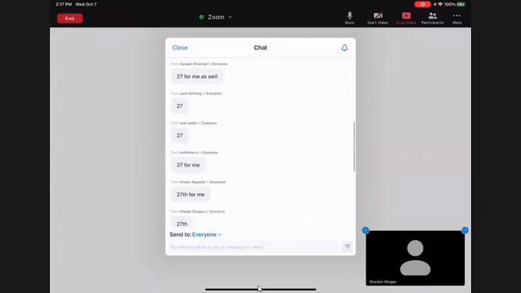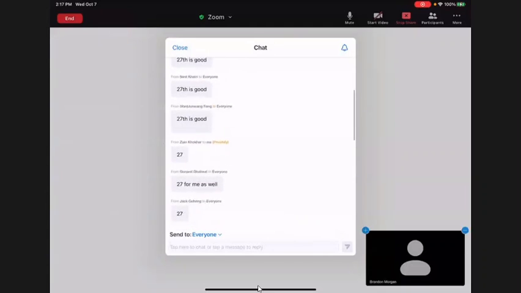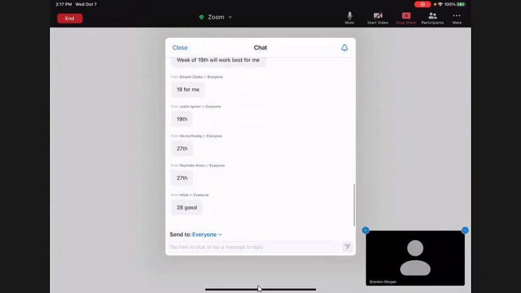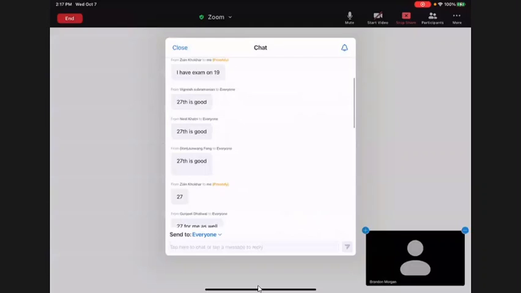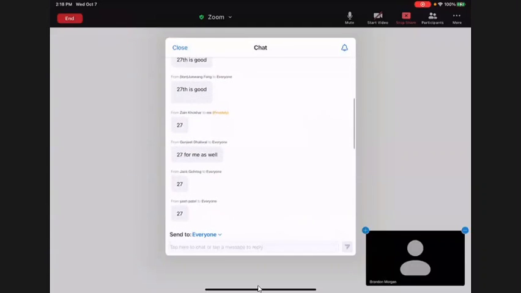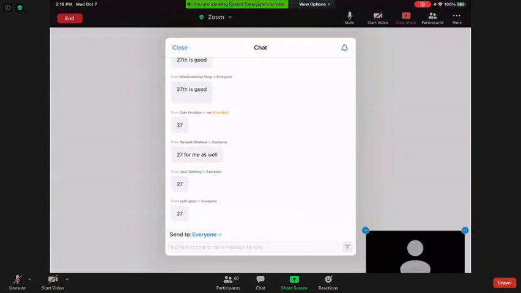I think 27 seems like it's winning. More people are saying 27. Either way, do you have any idea when the labs are going to start? I'm worried that Keegan is just going to dump a bunch of labs on us at the end of the semester.